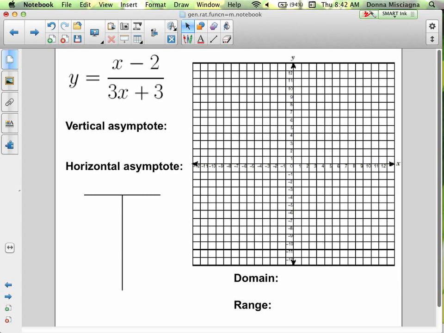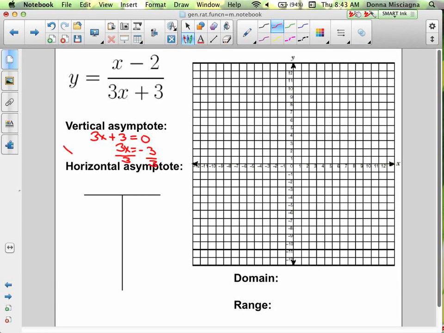So we have 3x plus 3 equals 0. Subtract 3 from both sides. Right? So 3x equals negative 3. And if we divide by 3, we can see that x is equal to negative 1. That's our vertical asymptote. If we plug negative 1 in, that would make the denominator 0. So we will graph that.